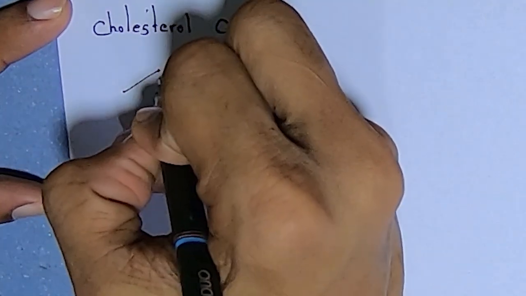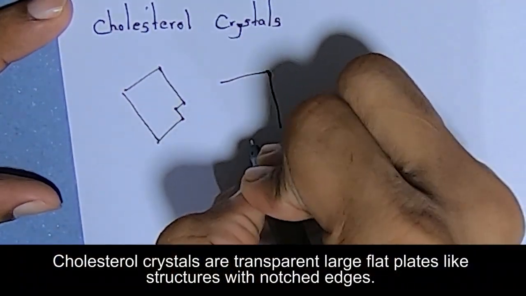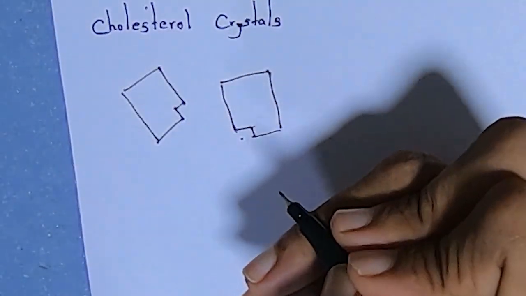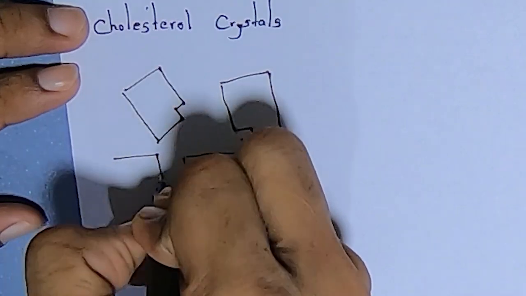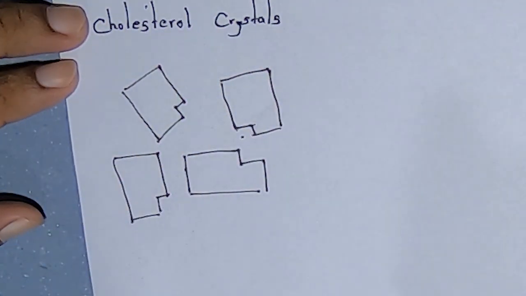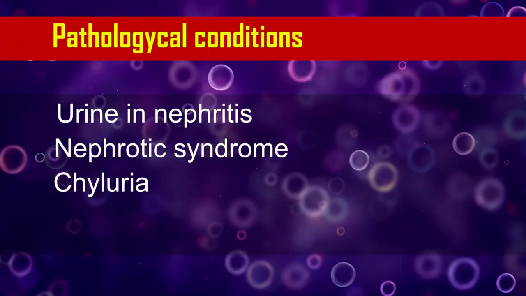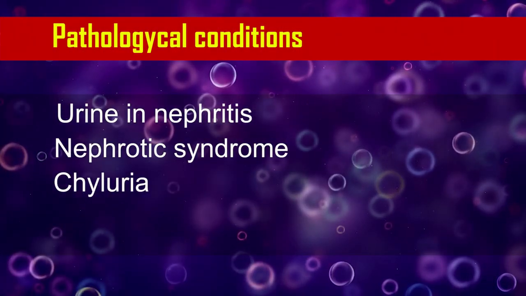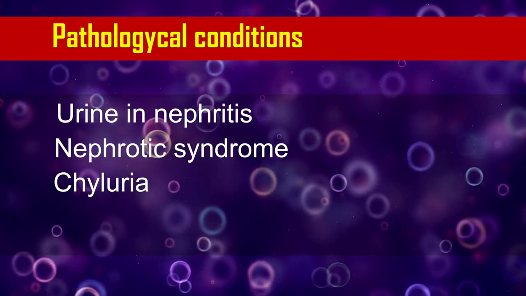Cholesterol crystals are transparent, large, flat plate-like structures with notched edges. We can see them in urine in nephritis, nephrotic syndrome, chyluria and similar pathological conditions.